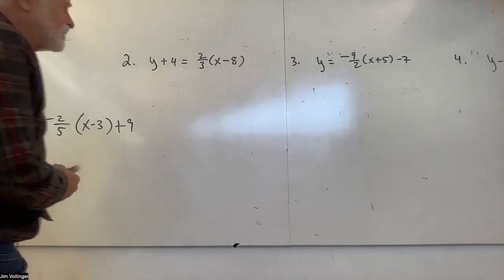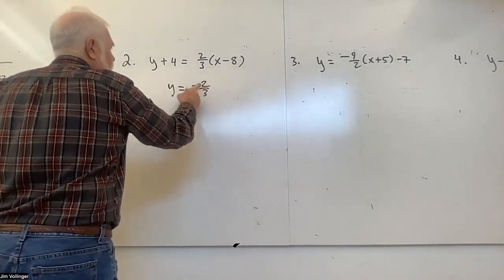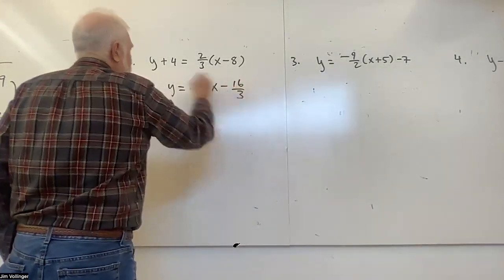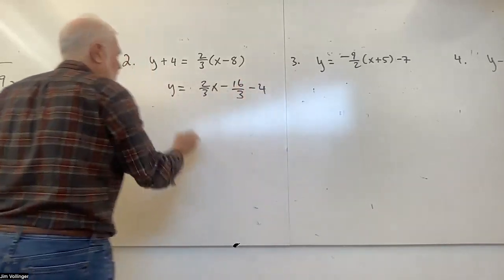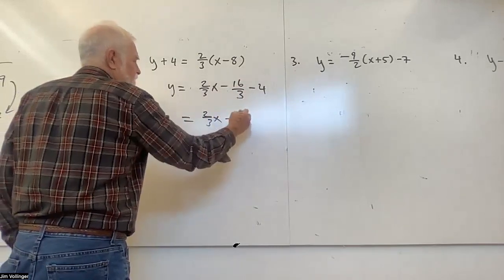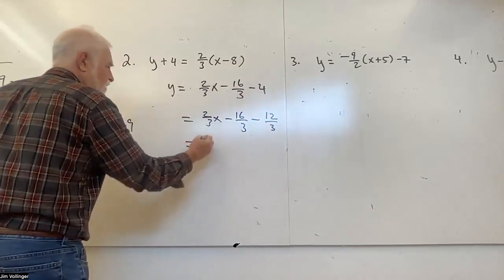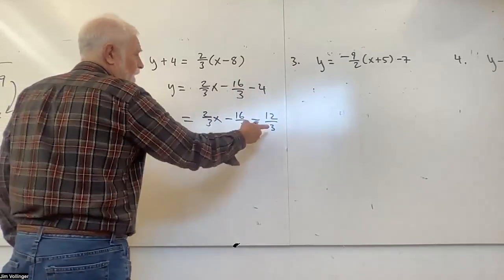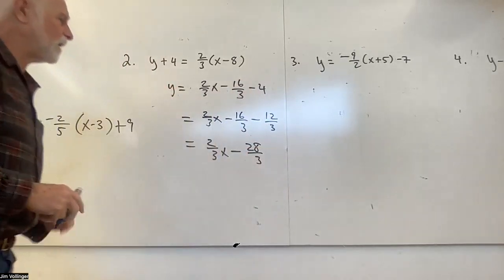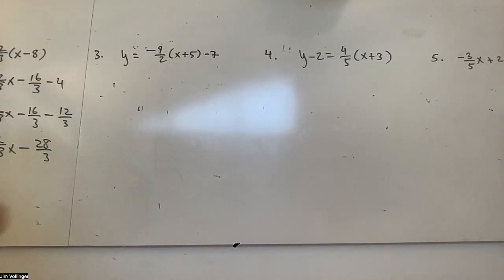Slope intercept form, I guess, is what we're doing here. So it's good to multiply positive 2/3, excuse me, times any number. -16/3, and let's bring the 4 over to the other side. So let's do 2/3 x minus 16/3. 4 is 12/3. And so our final statement: 2/3 x minus 28/3. Okay, somewhere near -9.